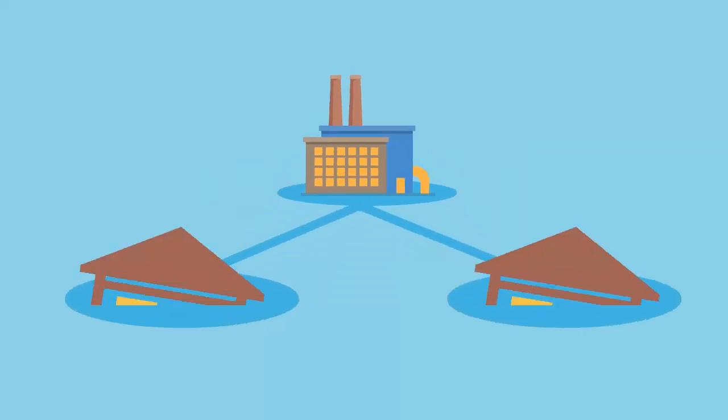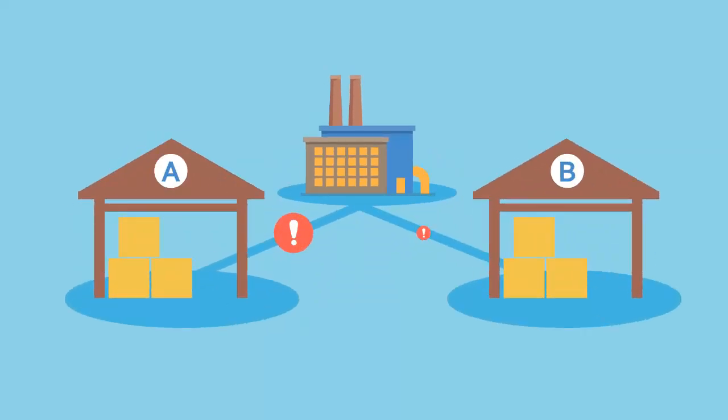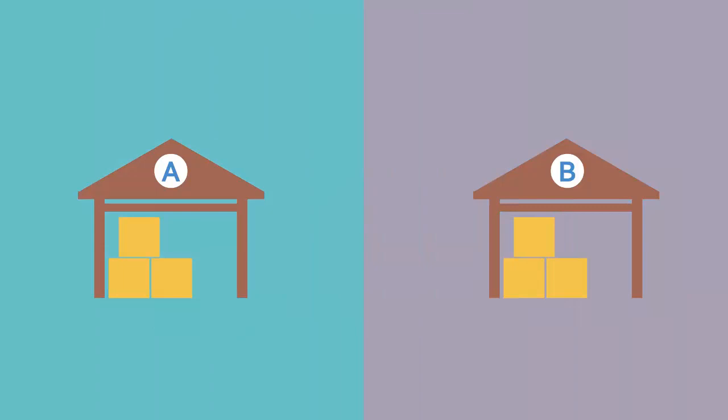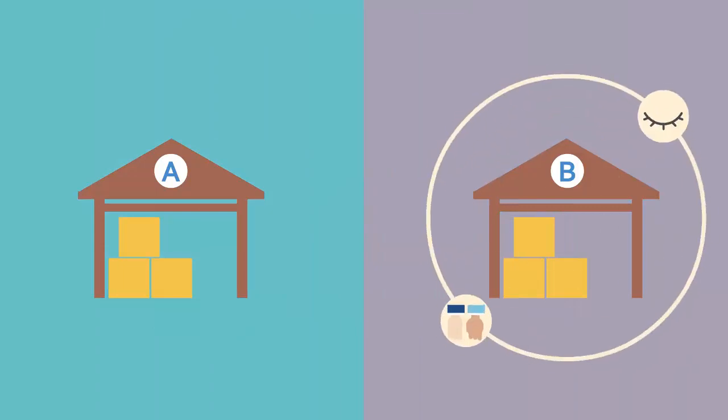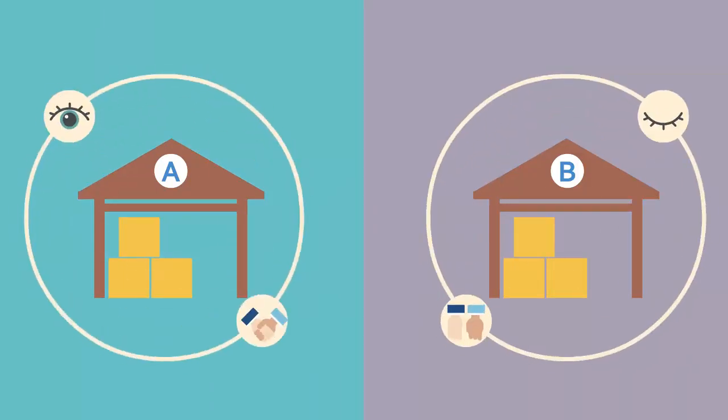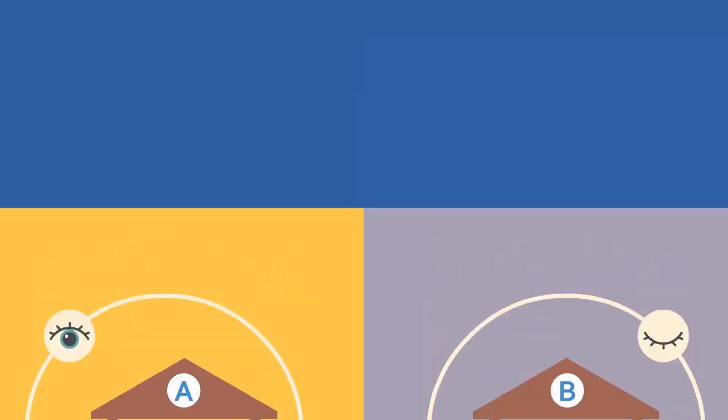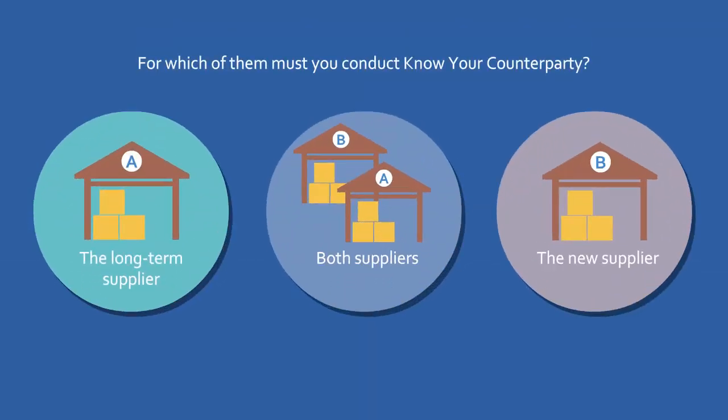Let's say you have two suppliers for whom you haven't conducted Know Your Counterparty. One of them is an importer that you haven't worked with before. The other is a local supplier that you've worked with for years and know personally. For which of them must you conduct Know Your Counterparty?